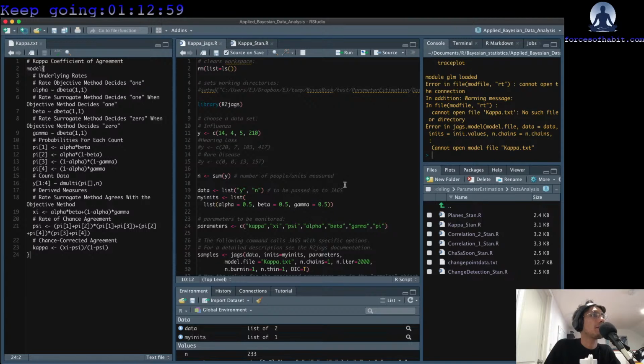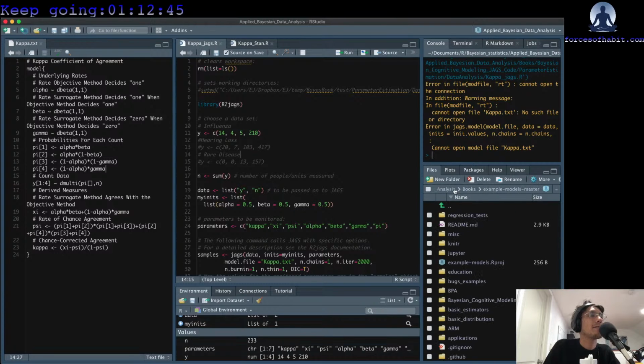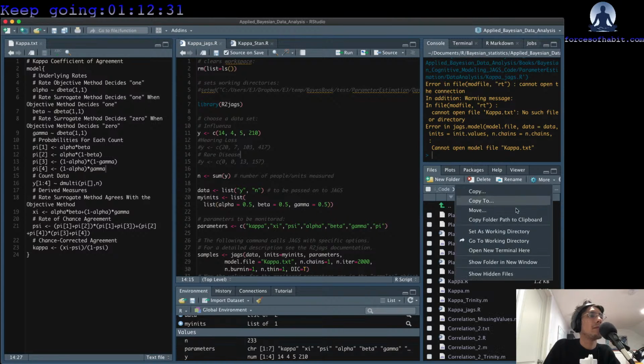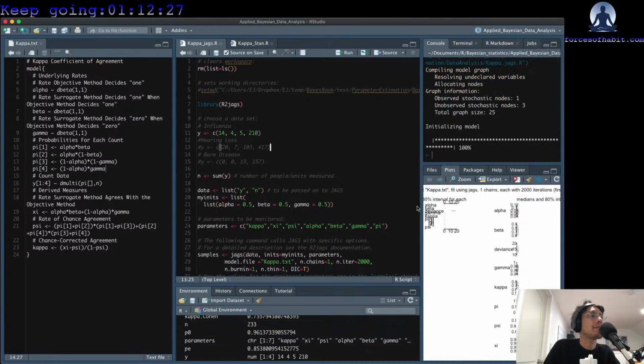I'm just going to run this. Cannot open. Oh, I seem to have set my working directory in the wrong location. Great. Let's just head back over here. Reset my working directory. There we go.